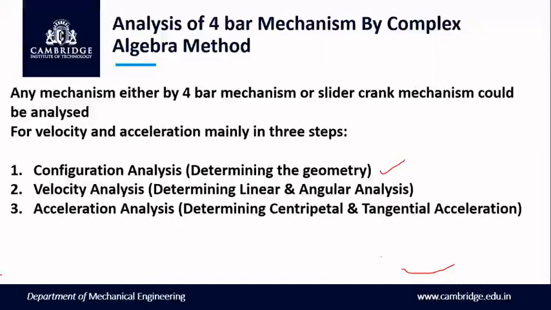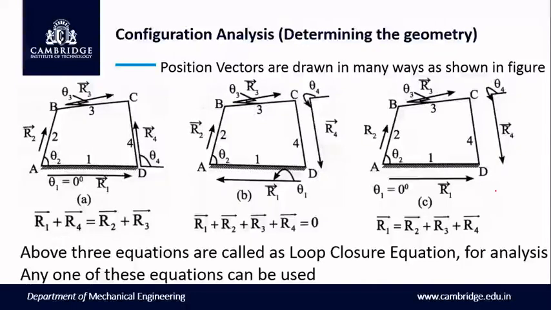Then the second step is velocity analysis, where we determine the linear velocity and angular velocities of the mechanism. And finally, as a third step, we move on to the acceleration analysis, where we find the normal component of acceleration and the tangential component of acceleration. The normal component of acceleration is also called the centripetal component of acceleration. Now let us take all the steps one by one. The first step is configuration analysis, that is, to determine the geometry.